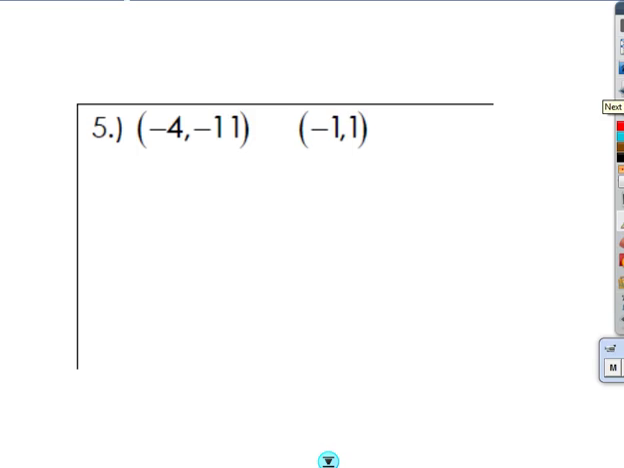Ignore this one, it's kind of missing a part. Oh, it's not missing a part. This is 1, -1. You can use this as an extra example.